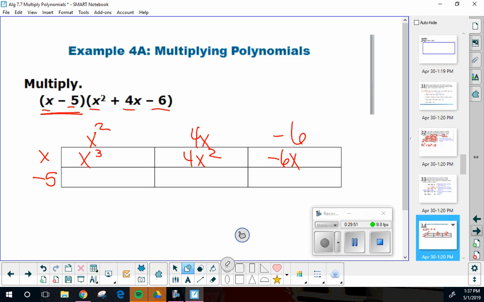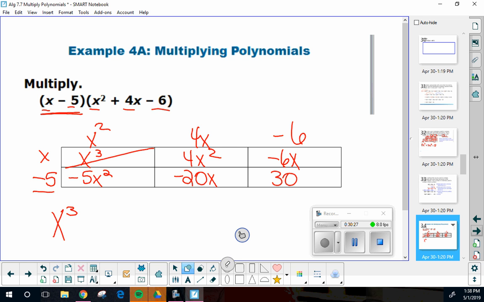Now, what is negative 5 times x squared? Perfect. Negative 5 times 4x. It's negative 20x. And then last but not least, negative 5 times negative 6, positive 30. And then we're just going to go back and do what we did, combine like terms. First of all, start with your highest exponent. What is that? X cubed. And there's not another x cubed.